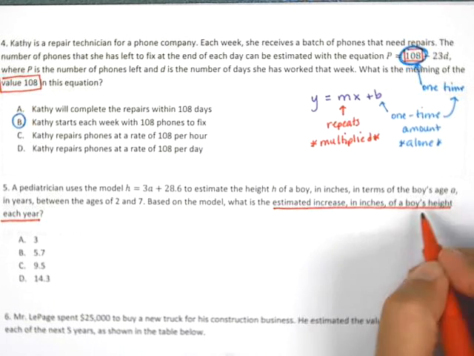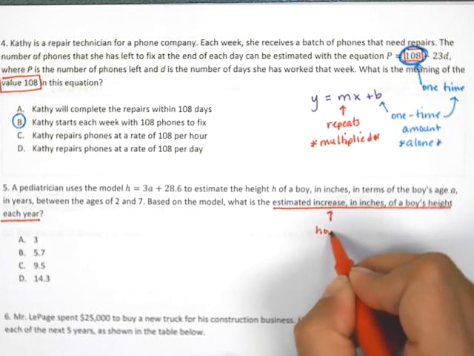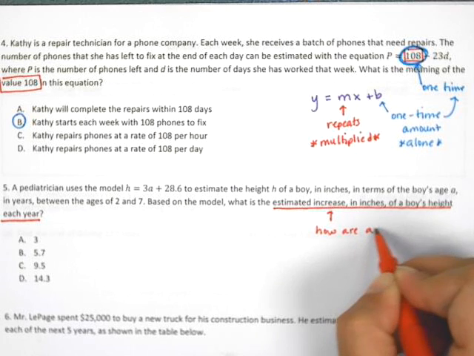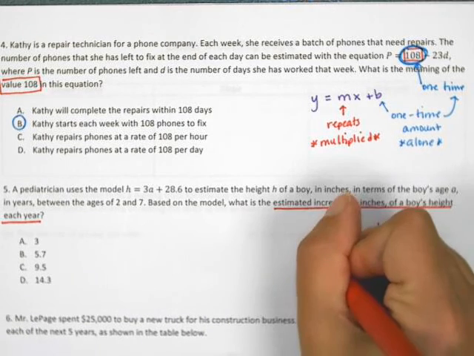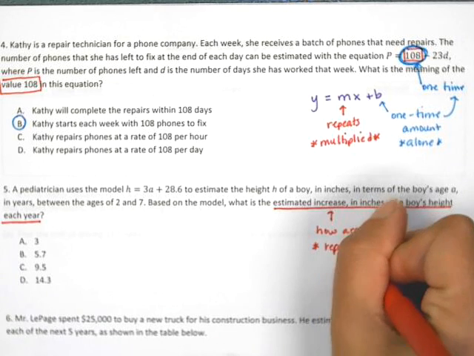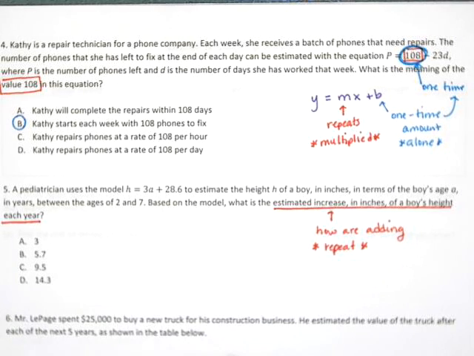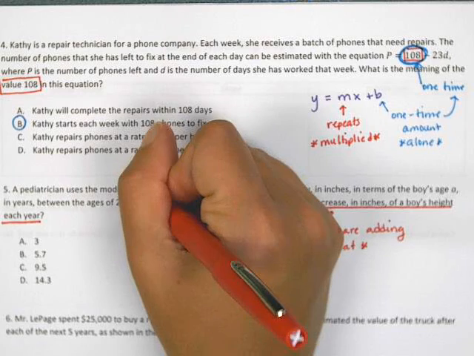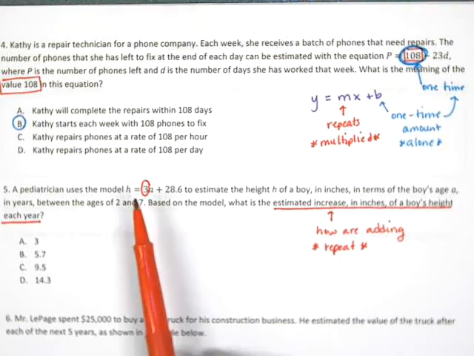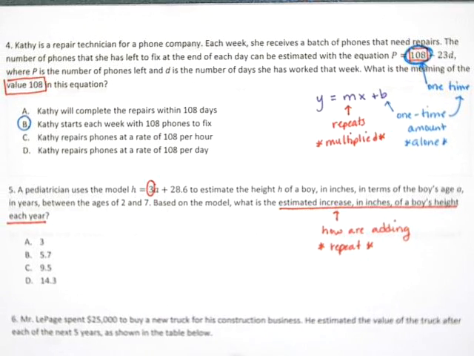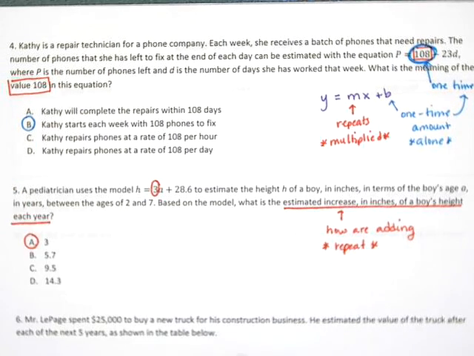Now here where it says increase, this is how much we are adding, because increase means adding. So how much do we expect a boy to add every year? Because it's each year, it's going to repeat. So if I look at the equation, the number that I expect to repeat should be the number that's attached to the variable. So 3 is the number that's attached to the variable, so 3 is the number that I expect to repeat, how much the boy is going to get added every year.